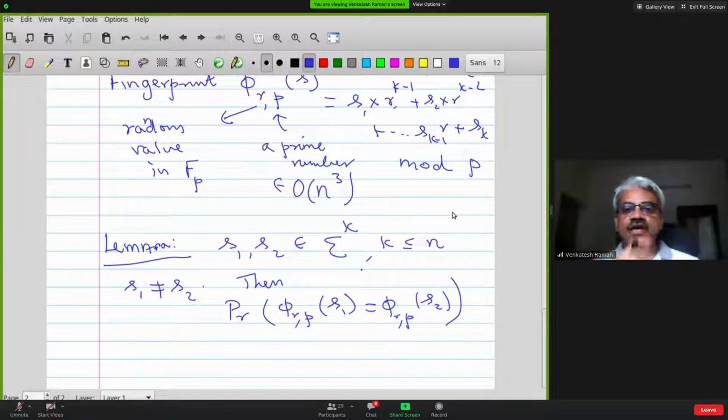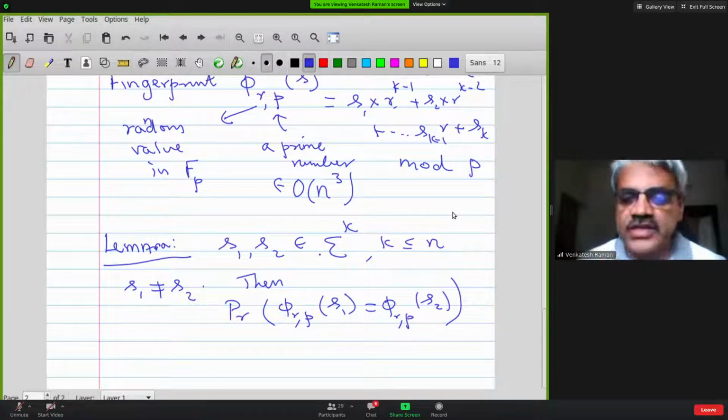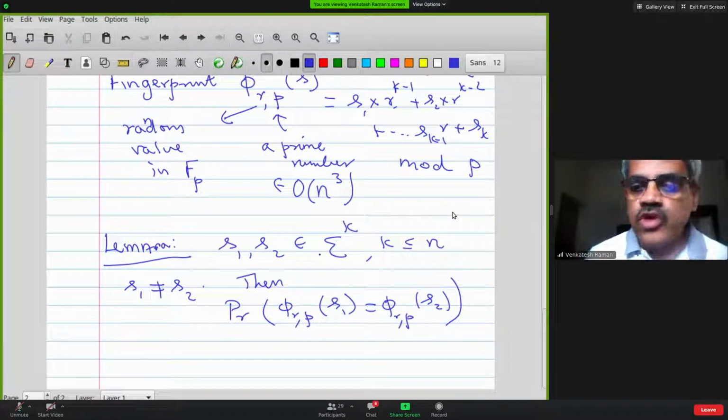So what this is saying is that the two strings of length k less than or equal to n are not equal, but when I do this computation, they become equal. And if I bound this probability, that is exactly my error probability, because my algorithm will just compare the fingerprints and answer whether the string pattern exists or not.